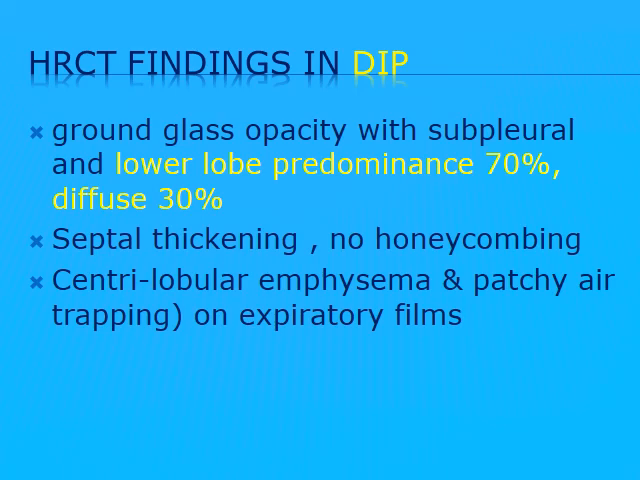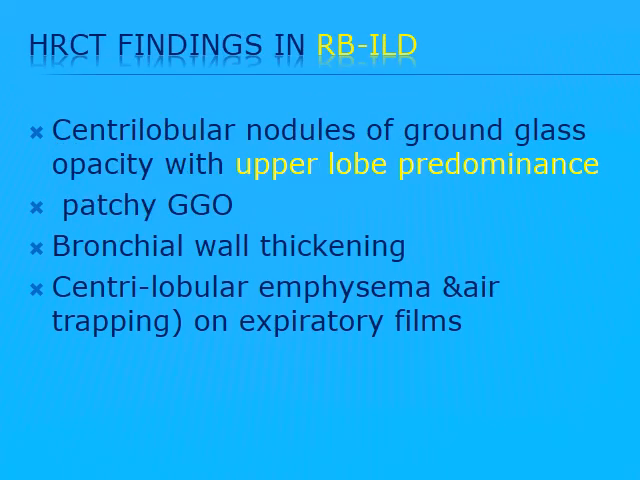You can see septal thickening, no honeycombing, and you can also see centrilobular emphysematous and patchy air trapping areas on expiratory films, in addition to lung cysts. So, desquamative interstitial pneumonia: lower lobe predominance, or so diffuse, and the key finding is ground glass opacities with centrilobular emphysema, air trapping, as well as air cysts.